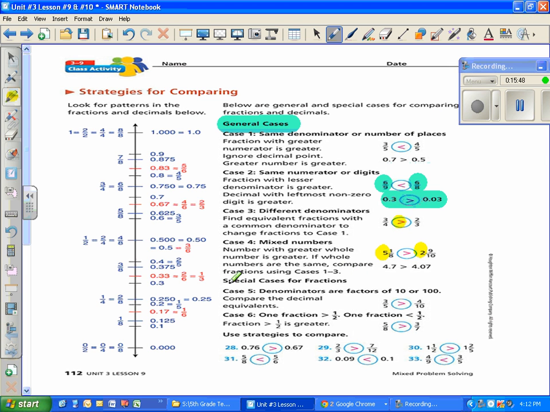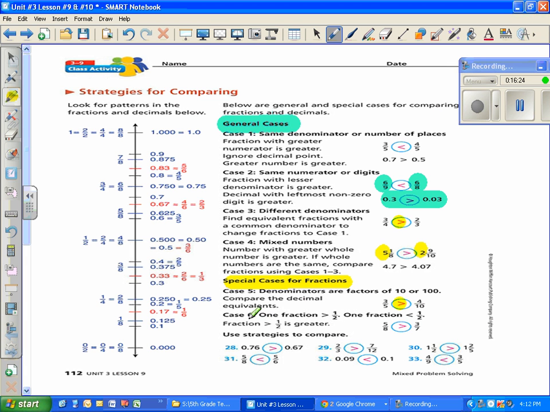Special cases for fractions. Case 5, denominators are factors of 10 or 100. Compare the decimal equivalents. 3/5, 4/10, and 3/5 are greater. Now, if you think about this, 5 times 4 is 20, 10 times 3 is 30. It says denominators are factors of 10 or 100. Compare to decimal equivalents. Okay?